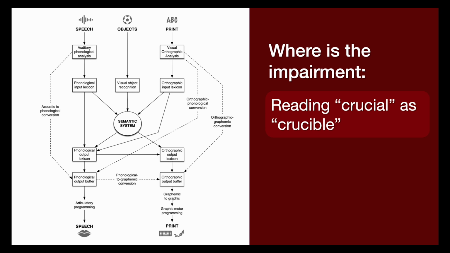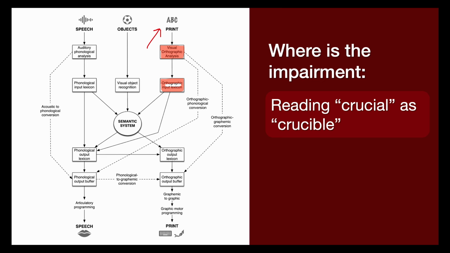Where is the impairment for someone who reads the written word crucial as crucible? This one's a trick question. There's a few possible answers. You'd want to ensure there's no visual problems going on first with their reading, but it could be within visual orthographic analysis. It could be a neglect dyslexia where they're only really processing the first few letters or the first left half of the word and then assuming the rest, or simply incorrectly identifying some of the letters.